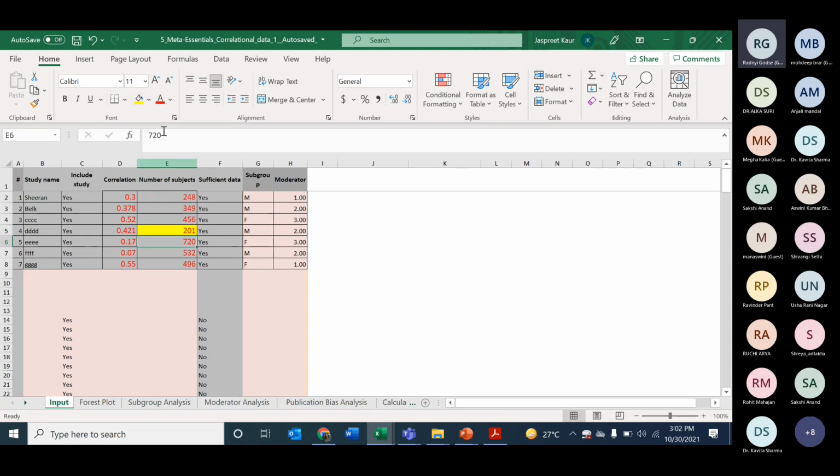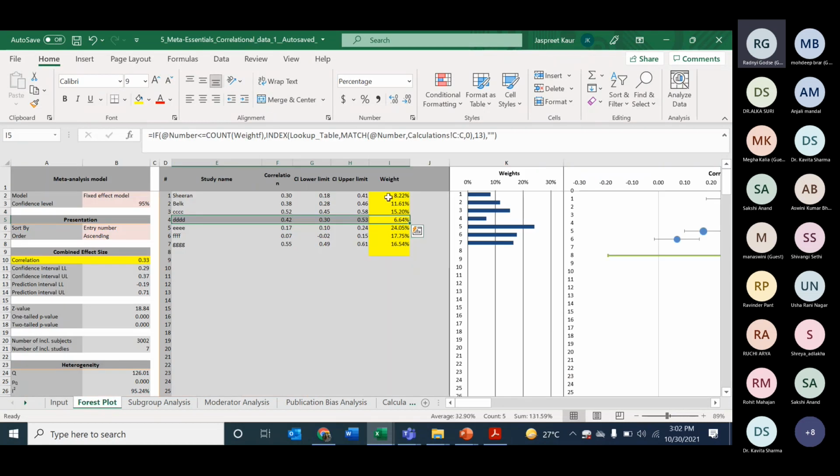Vis-a-vis that, look at the sample size of study number 5. It's 720, which is the highest among the group. Okay, and in a similar way, the study weightage for the 5th study is 24%, highest in the total group, and the weightage given to study number 4 is 6%, lowest in the weightage group.